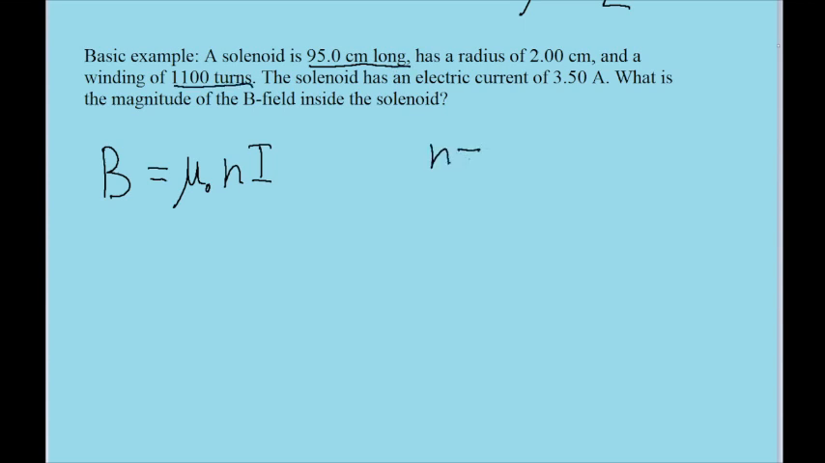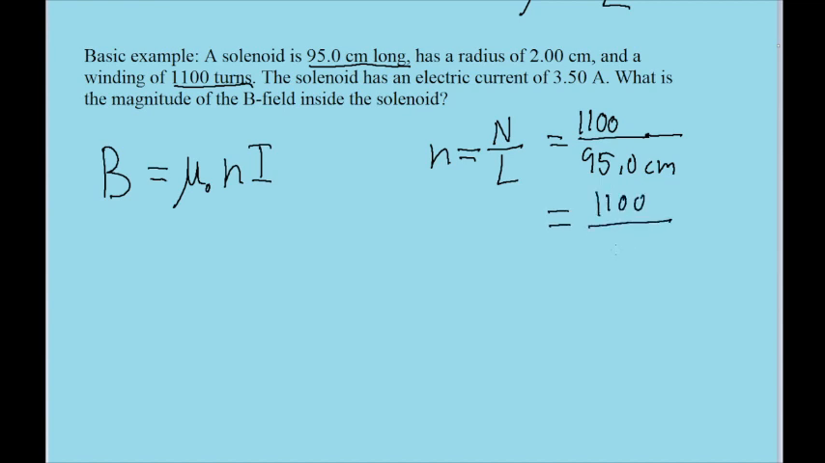So in this context, small n is equal to big N over L, where big N is equal to the 1100 turns that were given, divided by the length, which is 95.0 centimeters. I'm going to rewrite this in meters to keep things in SI units. So that's going to be 1100 over 0.95 meters. And now we can try plugging this into our formula here.